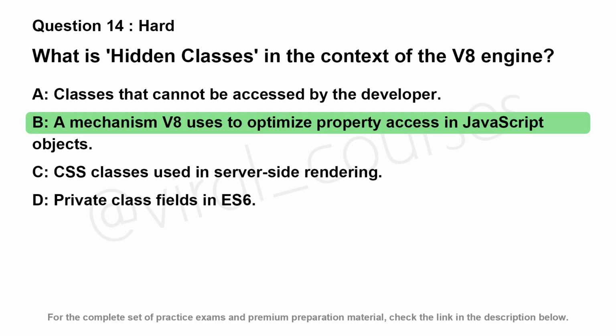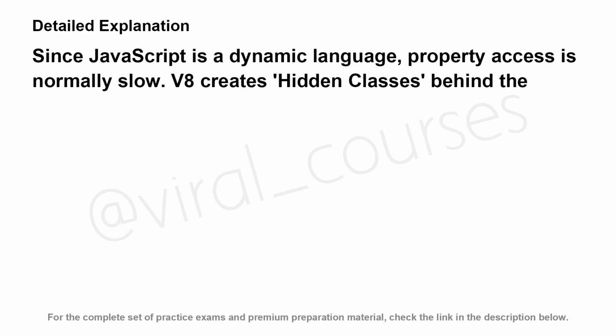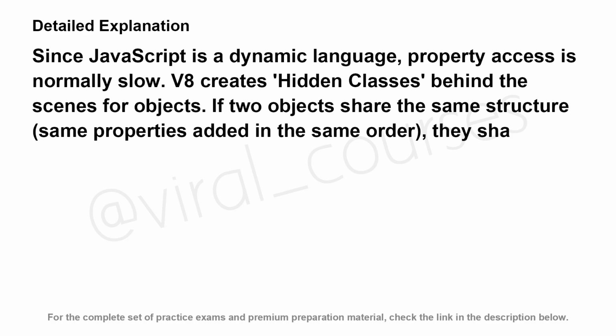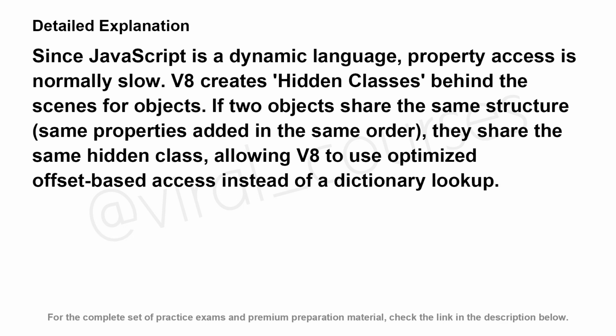The correct answer is B. Since JavaScript is a dynamic language, property access is normally slow. V8 creates hidden classes behind the scenes for objects. If two objects share the same structure, same properties added in the same order, they share the same hidden class, allowing V8 to use optimized offset-based access instead of a dictionary lookup.